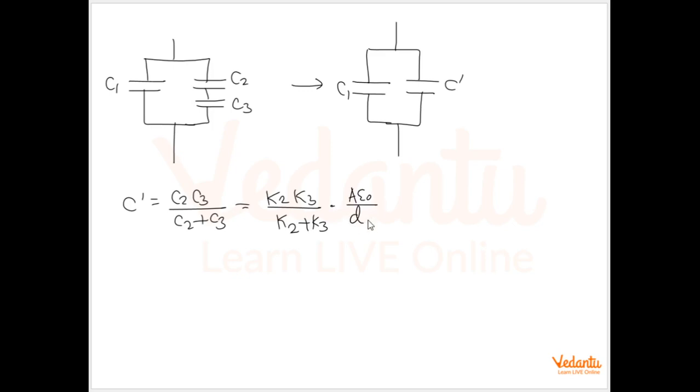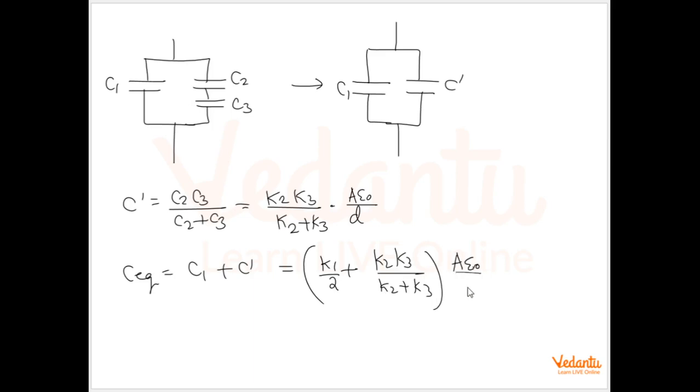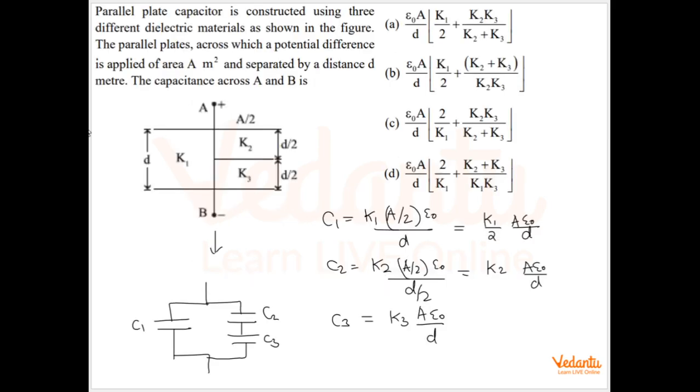You can do the calculation, my dear bacha log. Now your equivalent capacitance beta will just be C1 plus this C dash. So it will be K1 by 2 plus K2 K3 upon K2 plus K3 into A epsilon naught by D. C1 is K1 by 2 A epsilon naught by D, and C dash is K2 K3 upon K2 plus K3 A epsilon naught by D. So beta, overall you will get option A as the correct answer.